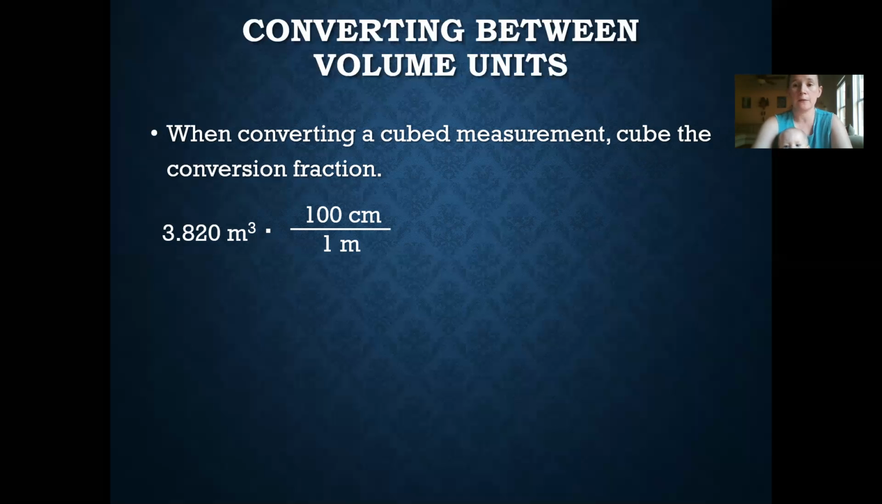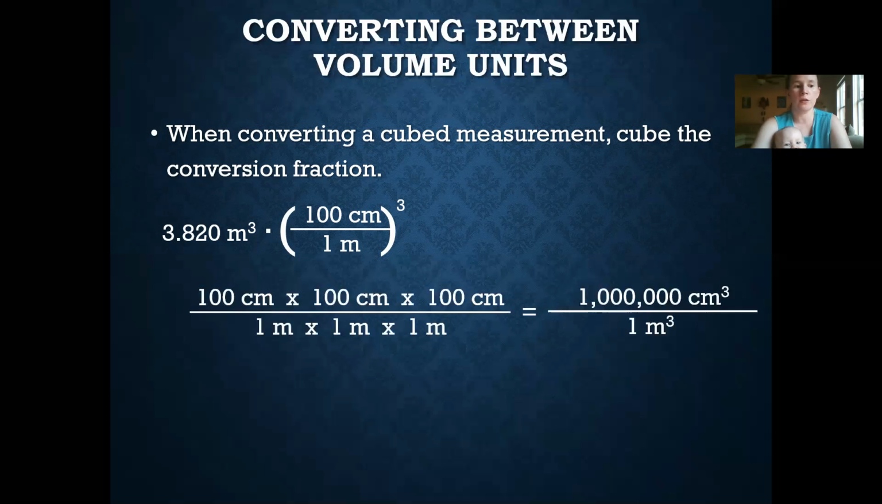But that means that first you have to convert the cubic meters into cubic centimeters. So we'll write out our equation, 3.820 cubic meters times 100 centimeters over 1 meter. However, we have to cube the conversion fraction as well. But what does that mean? So when you cube something, you're multiplying it by itself 3 times. So 100 cubed is 100 times 100 times 100, which gives us 1 million. And for 1 meter, 1 times 1 times 1 equals 1. So there are 1 million cubic centimeters in 1 cubic meter.